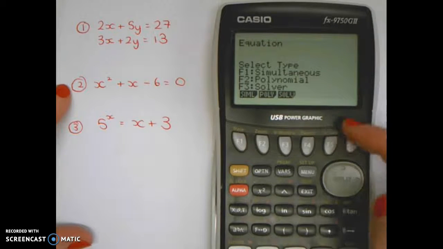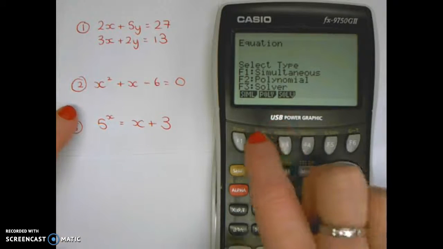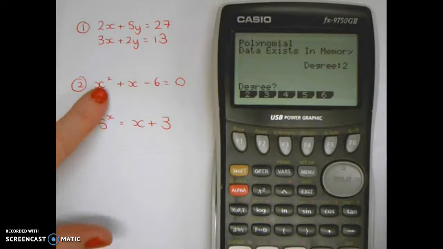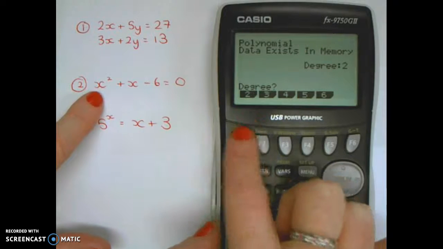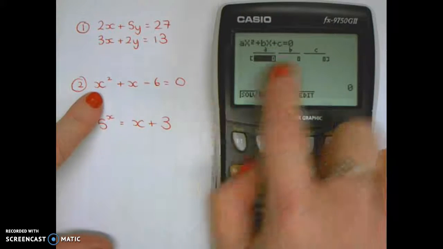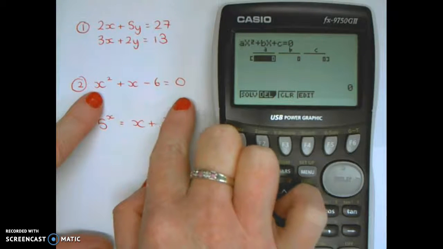If I want to do this second equation, just go back out of that. This is a polynomial. So a polynomial is anything that has, say, x squared, then x, and a number. It could be x cubed, x squared, x, a number. So this is a polynomial, F2. And the degree is the highest power of x. So the highest power of x here is 2, so it's a squared. And what you need to see here is that it needs to be equal to 0. So we've already got it equal to 0, that's fine.